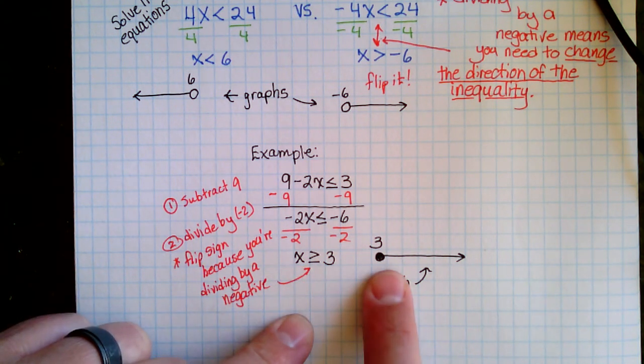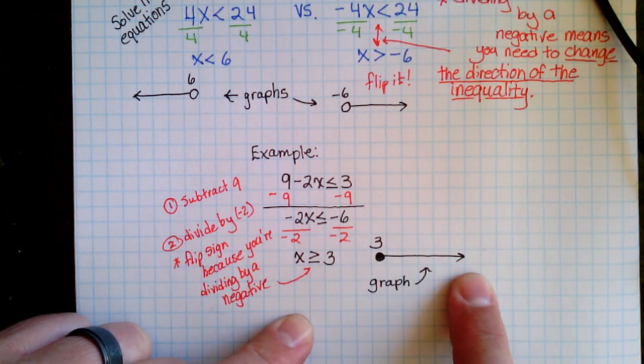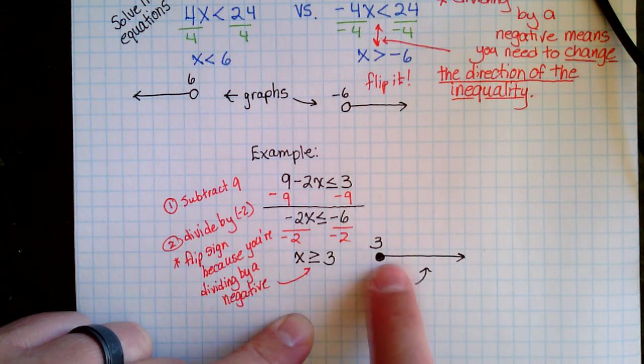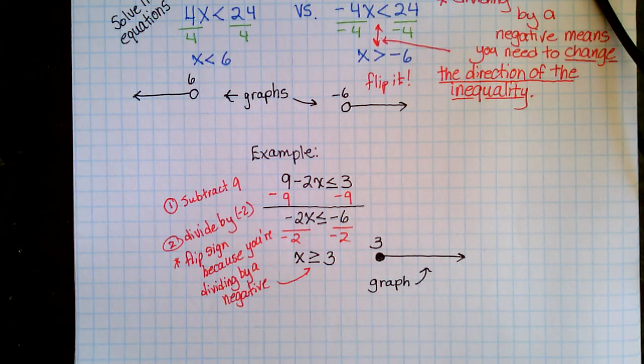Put it on a graph. Everything greater than 3, the little bar means it includes 3, so you fill in the bubble. And that's multi-step inequalities.